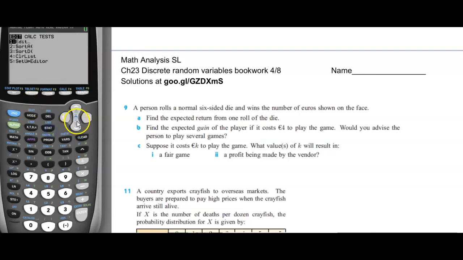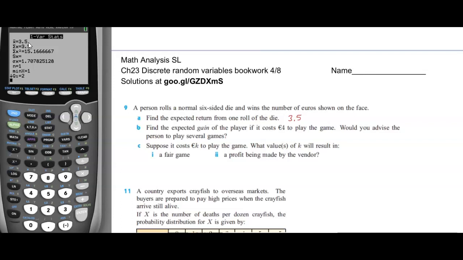Then I could do Stat Calc, 1-Var Stats, fill in L1 and L2 for list and frequency list, press calculate, and it'll give me 3.5. That is the expected value of one roll of the die. So basically what that means is if you are getting the number of euros that are shown on the die, on average you will get 3.5 euros on every game.